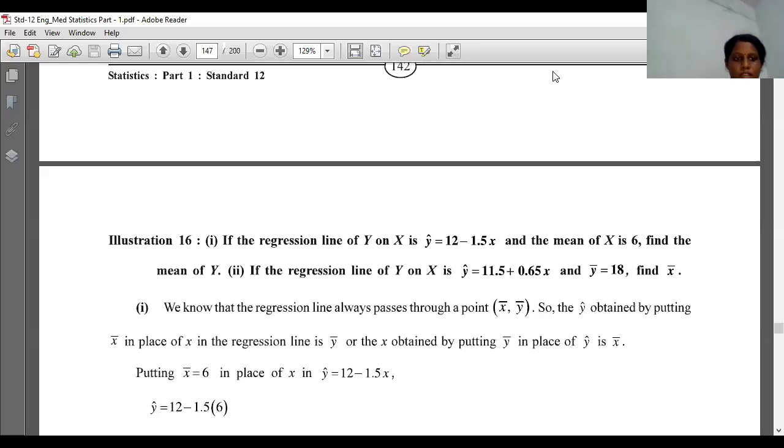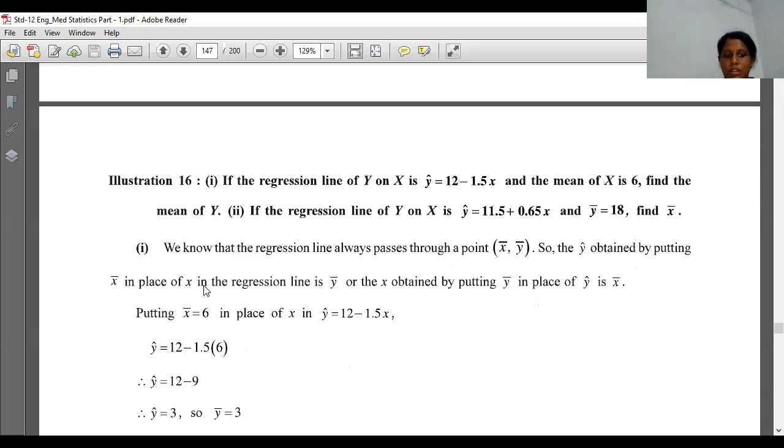Now illustration number 16, our solution is, see, in this first one, if the regression line of y on x is y cap equal to 12 minus 1.5x, so this is given, and the mean of x is 6, find the mean of y. Means x bar is given, then y bar we have to find.